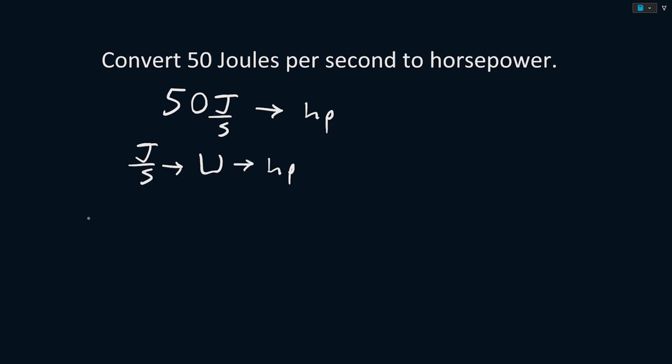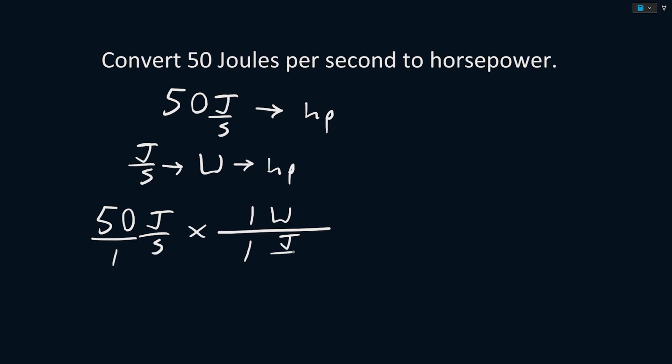So writing out our conversion factor multiplication, we start with our given of 50 joules per second over a factor of 1, and then multiply by our conversion factor, which cancels out joules per second to give us watts. This is that 1 watt is equivalent to 1 joule per second.